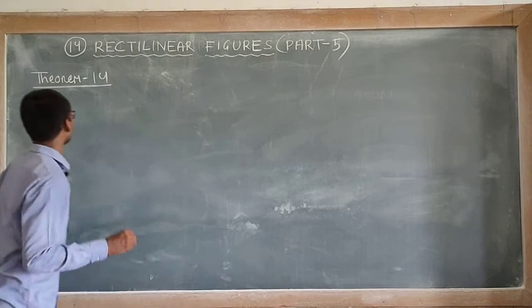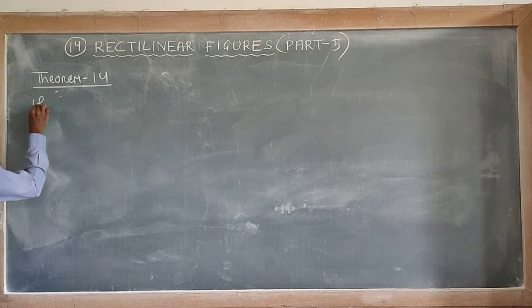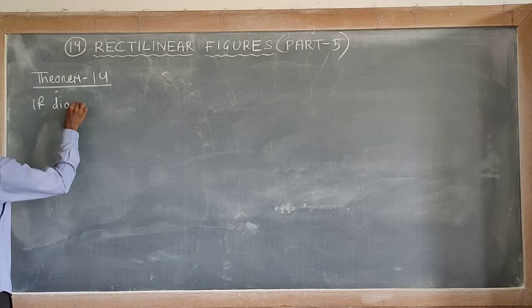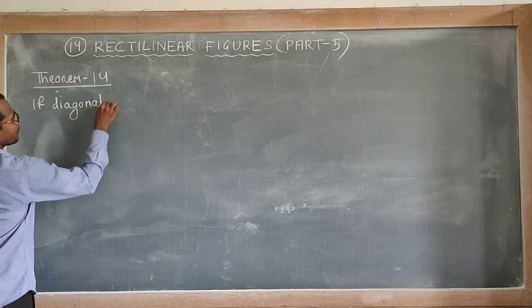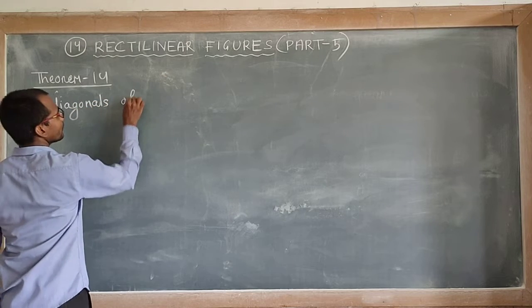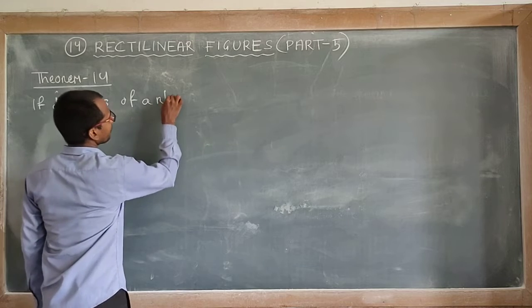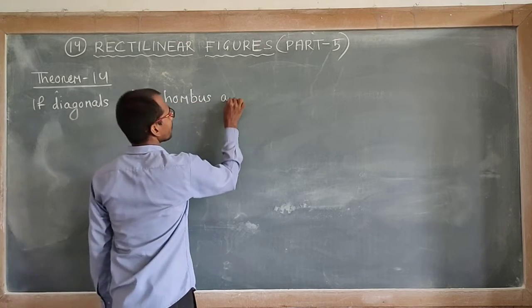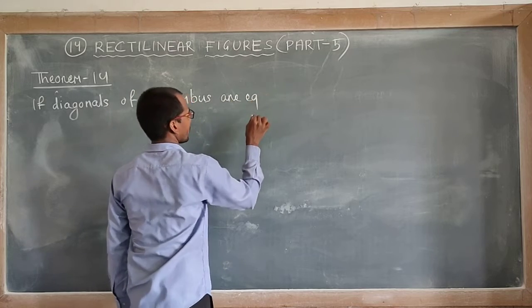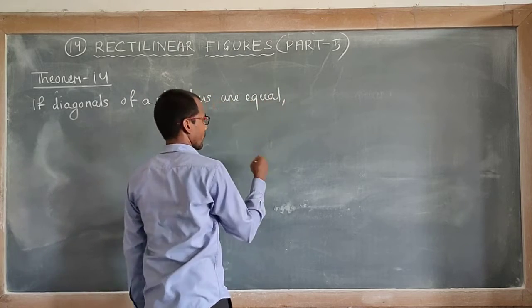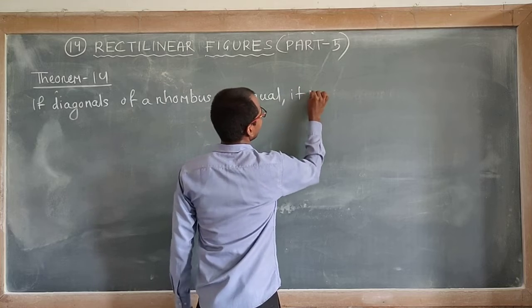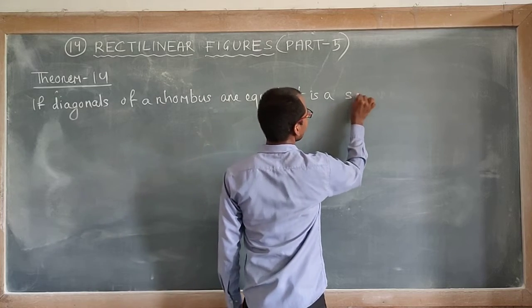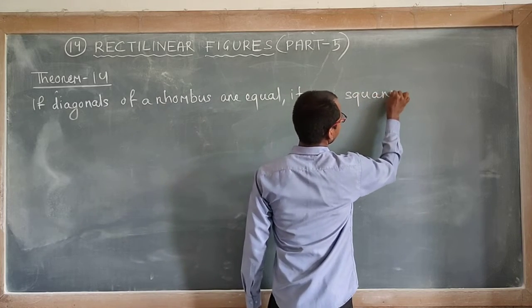If diagonals of a rhombus are equal, it is a square.